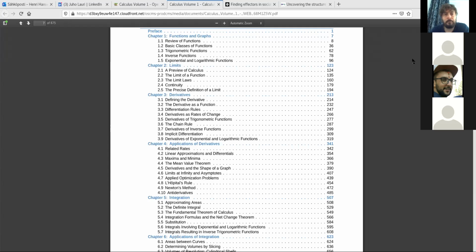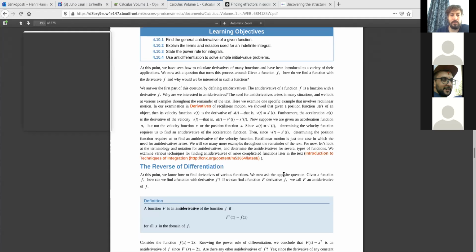So we've now talked about the derivatives. We skipped the implicit differentiation, and we got to what is called in chapter 4.10 antiderivatives. And we haven't talked about the integral yet, but we started to talk about this.